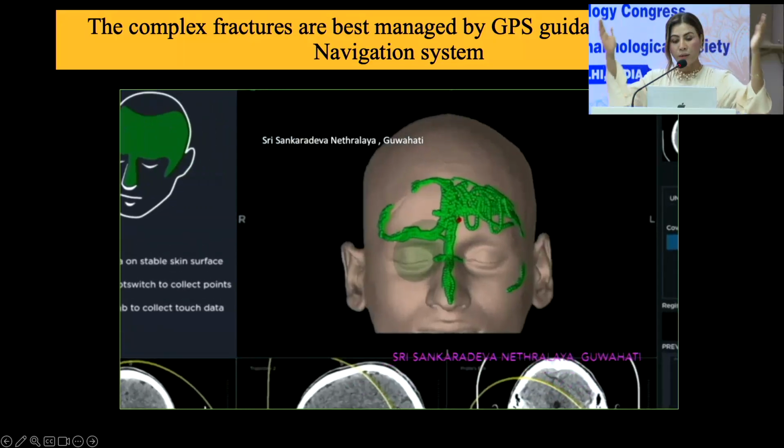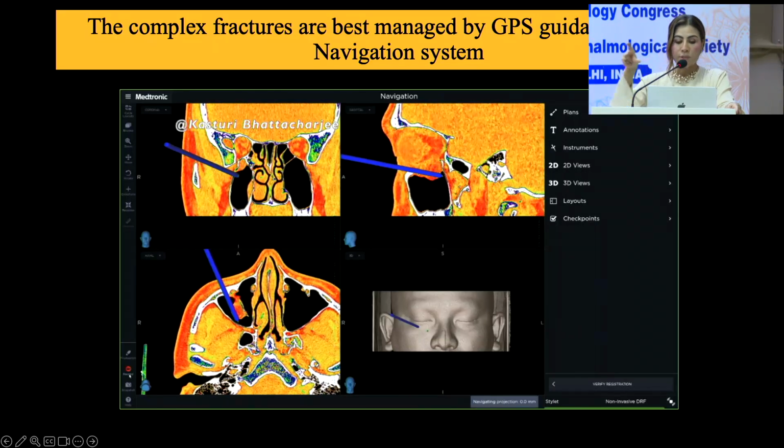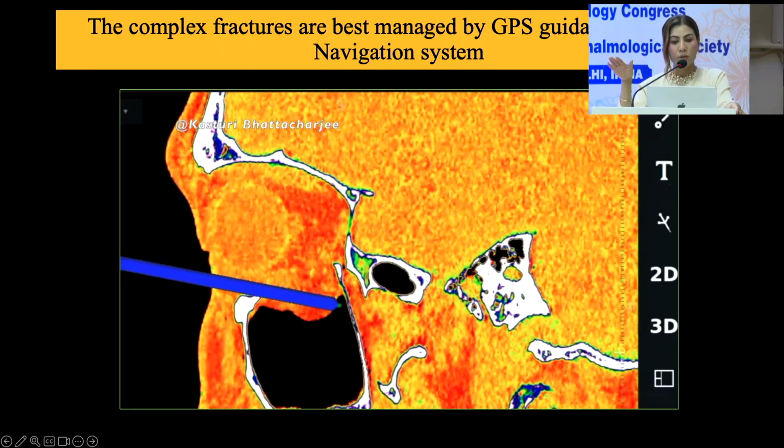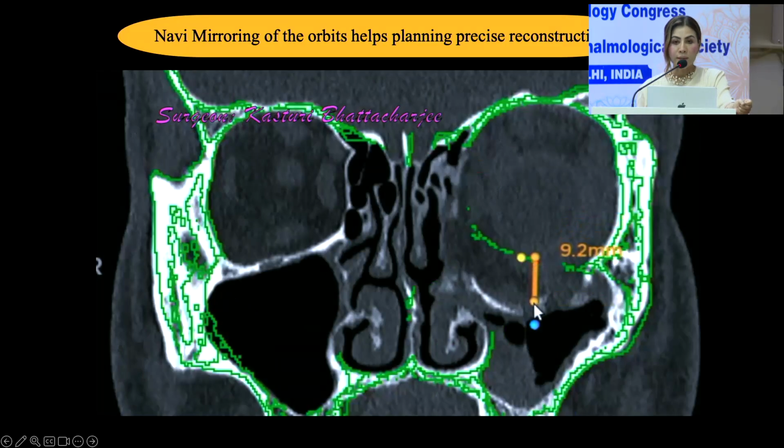So you create an electromagnetic field. Within this electromagnetic field, you have a stylet, and during the surgery, once you use the stylet, it will tell you whether you are entering the orbit or you're in the optic canal, or whether there is an important blood vessel or a nerve near your part of surgery. So this is what I was mentioning, mirroring. Mirroring means if you see the left side, the green is a normal orbit and the yellow is a fractured orbit.